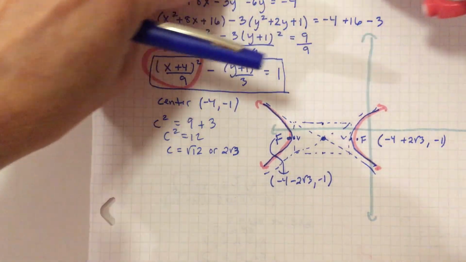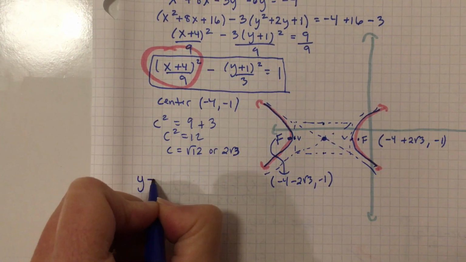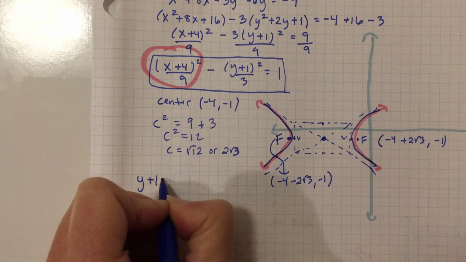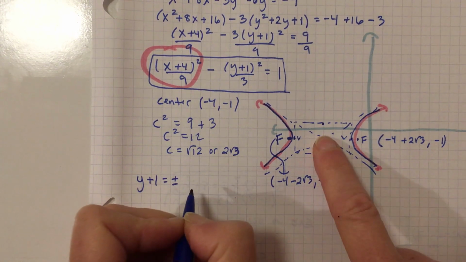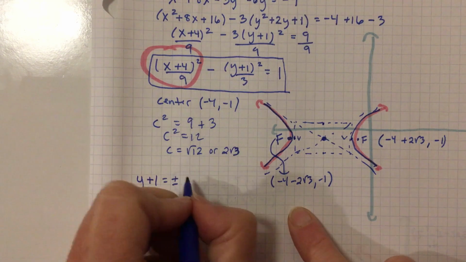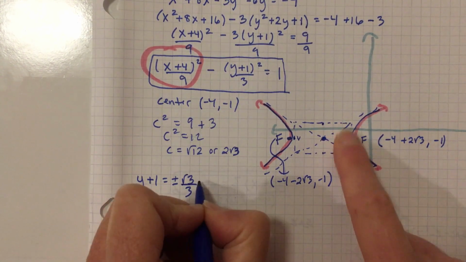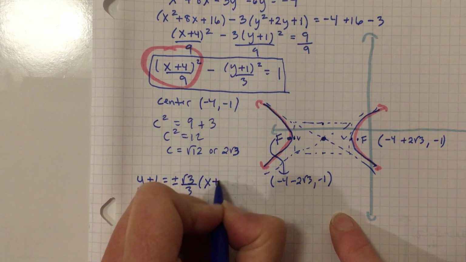There we go. Okay, and then one more thing. Equations of the asymptote is y minus the y part of the center, so y plus 1, equals plus or minus the slope, which is rise over run. So you rise the square root of this amount, so you rise √3, you run the square root of this amount, which is 3, and then it's x plus 4.